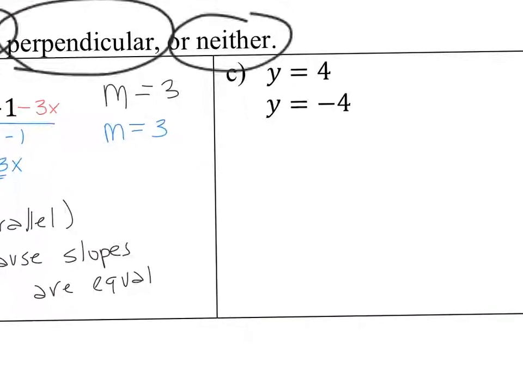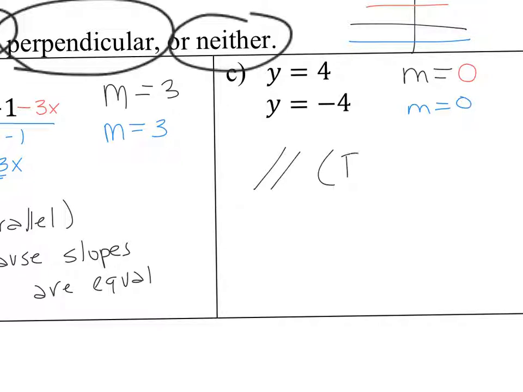Okay, letter C, y equals 4 and y equals -4. So this is a horizontal line at 4, so the slope is 0, and this one is a horizontal line at -4, so the slope is 0. So these two slopes are the same, so they are parallel because slopes are equal.